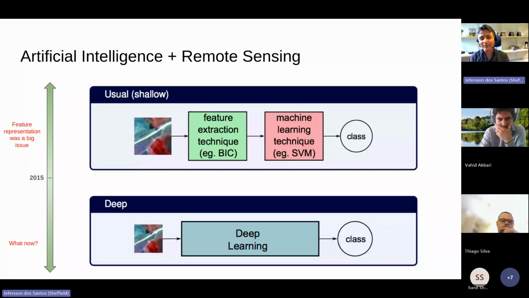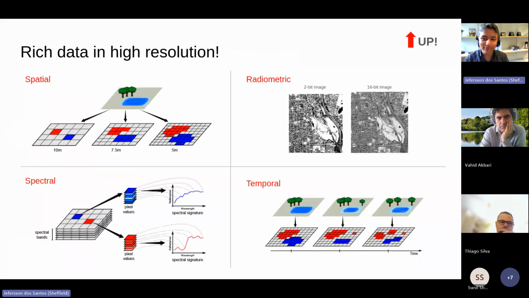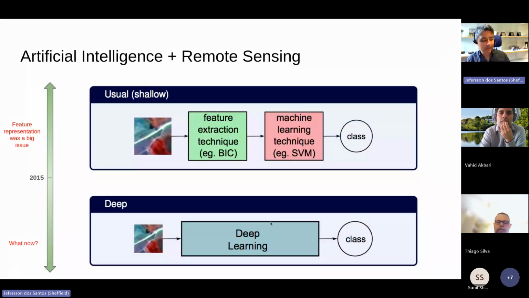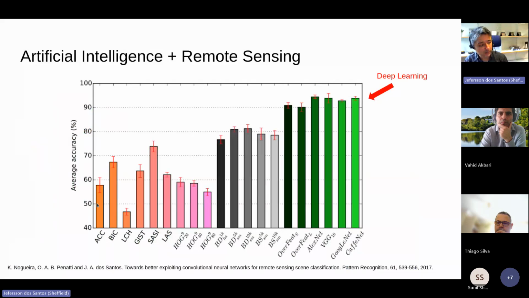So you have limitations because the state of the art in computer vision was mainly developed for RGB, and for remote sensing we have all of this rich data. So it was tricky. And now with deep learning from the data, we have a different perspective. And we noticed the impact of this change early.